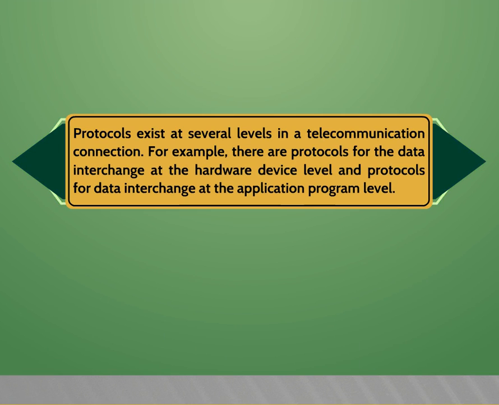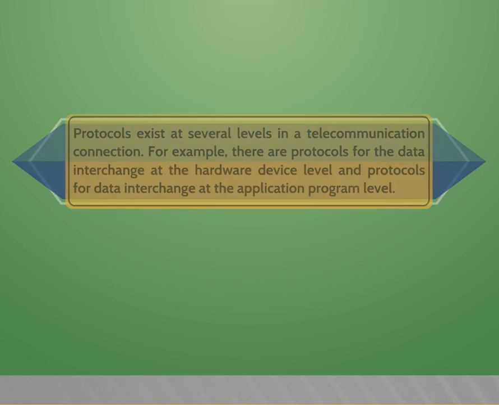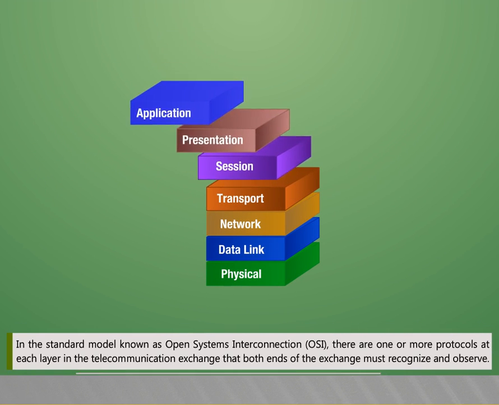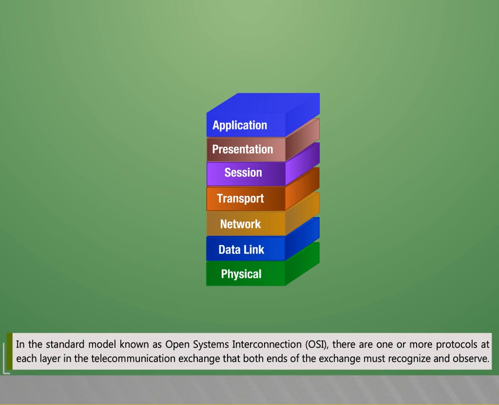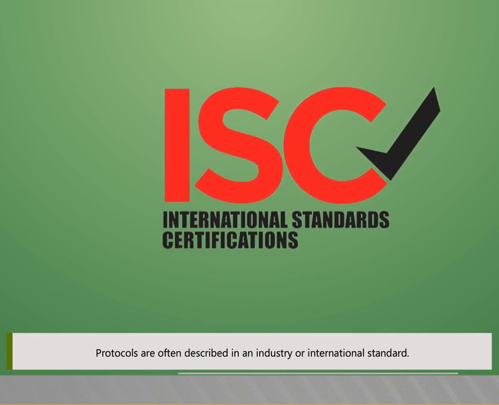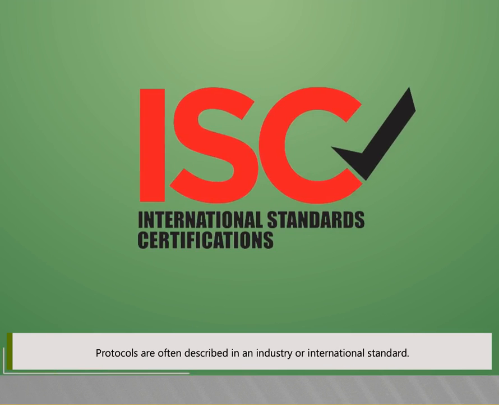For example, there are protocols for the data interchange at the hardware device level and protocols for data interchange at the application program level. In the standard model known as Open Systems Interconnection, that is OSI, there are one or more protocols at each layer in the telecommunication exchange that both ends of the exchange must recognize and observe. Protocols are often described in an industry or international standard.